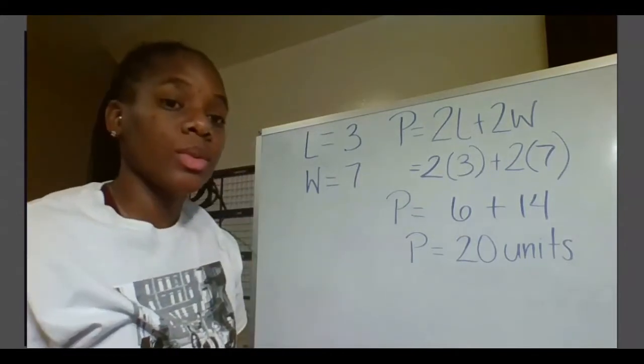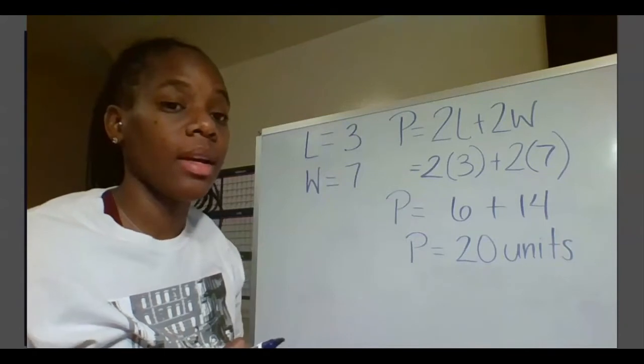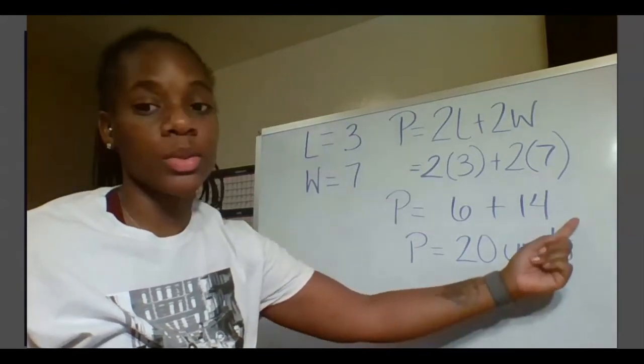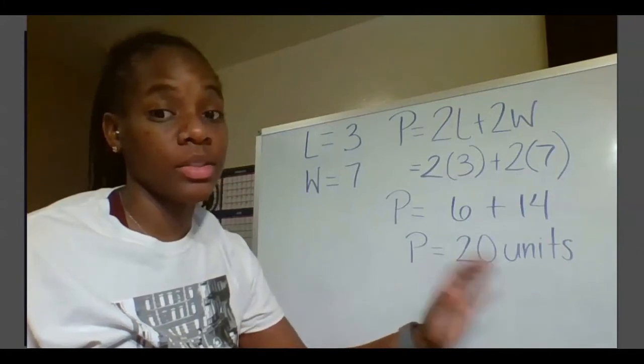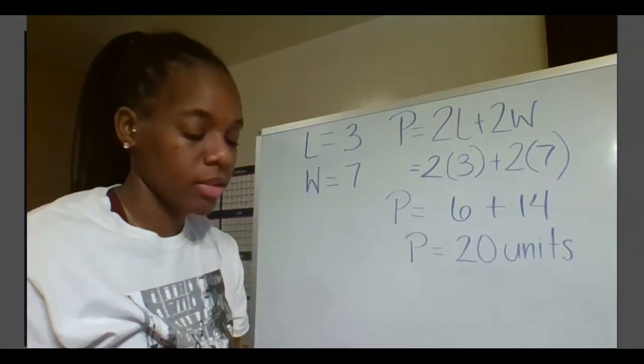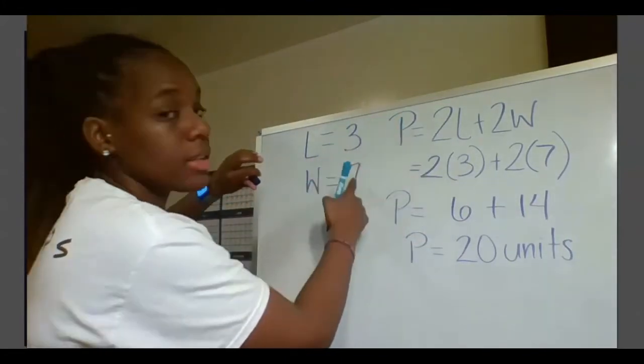Notice when it comes to area and when it comes to perimeter, when it came to area, your units were squared, but when it comes to perimeter, your units are not squared. It's just regular units, okay? So that's one way, or we could have just taken each one of these sides.